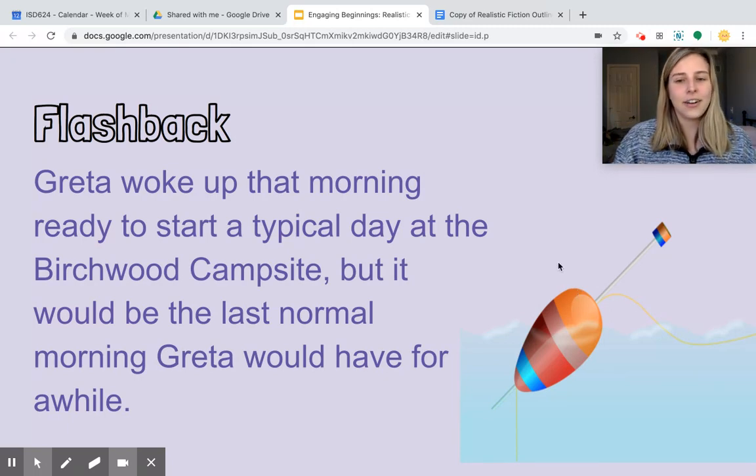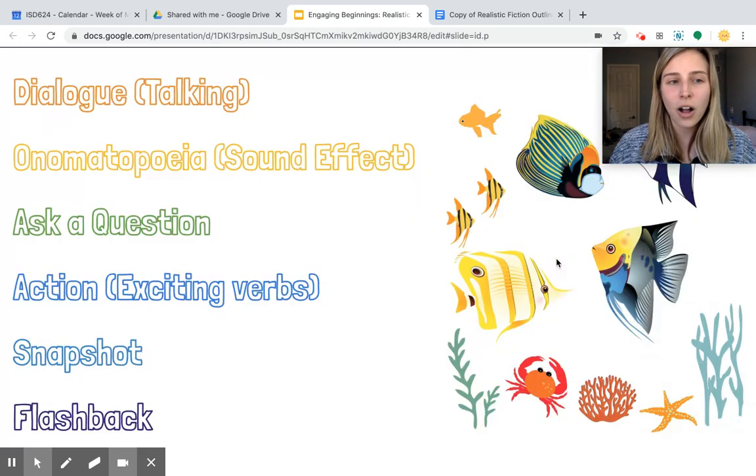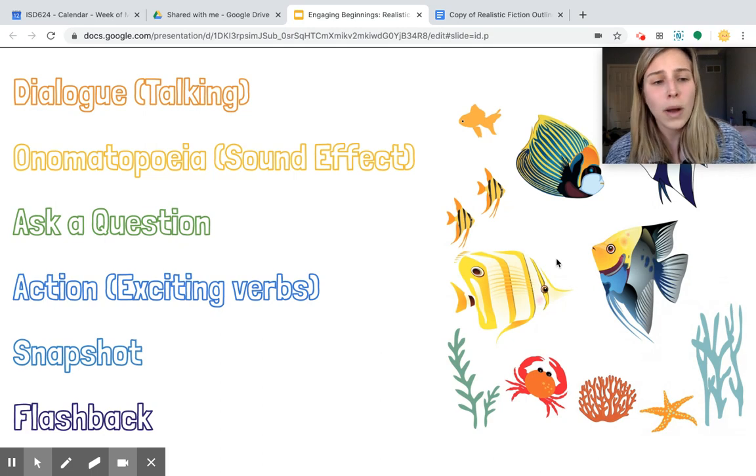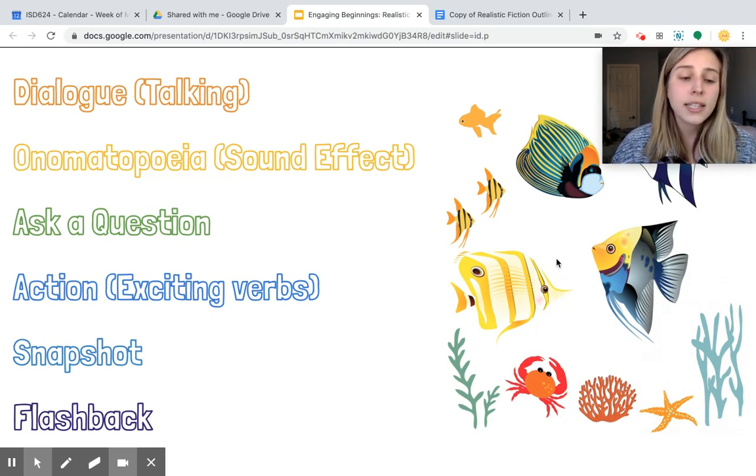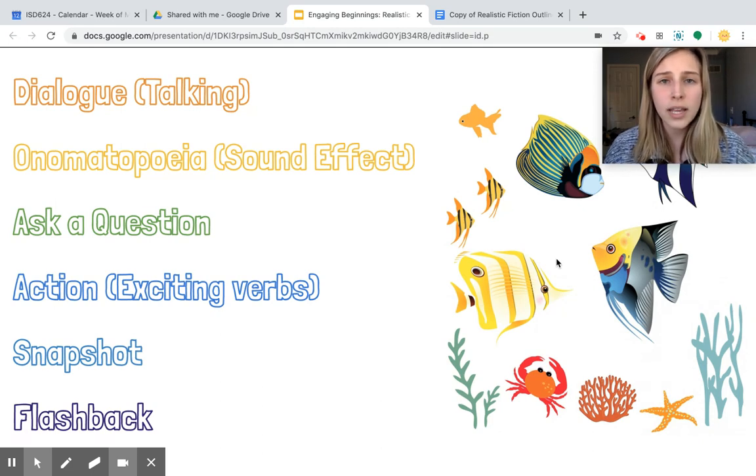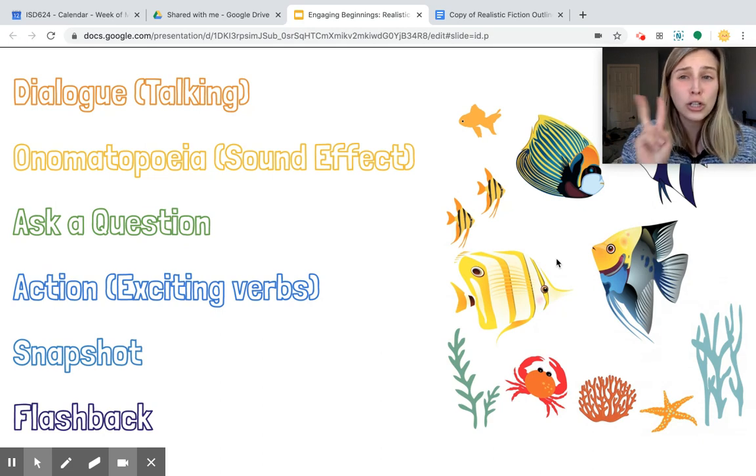Right? All right, so we have gone through all these lures here. We have dialogue, onomatopoeia, we've asked a question, we've used an action, snapshot, and flashback. So all of these are really good options that will really hook a reader into your writing. So what you need to do now is I would choose maybe three, but for sure two. Three is always better. Choose three of these.